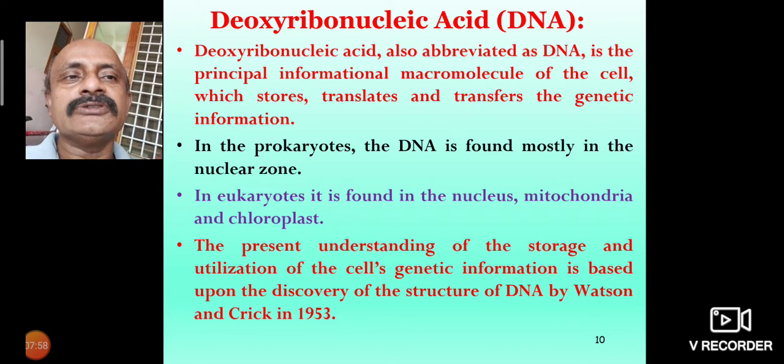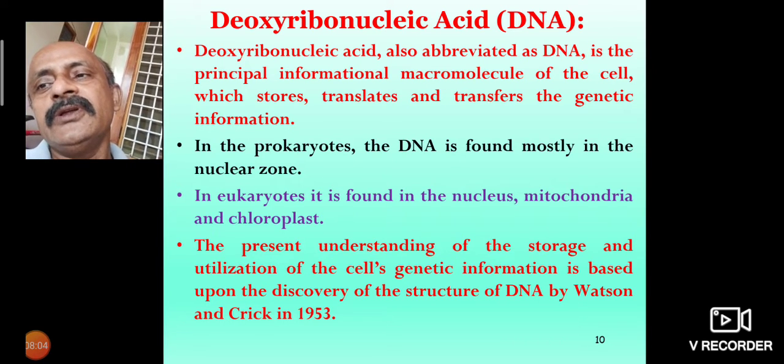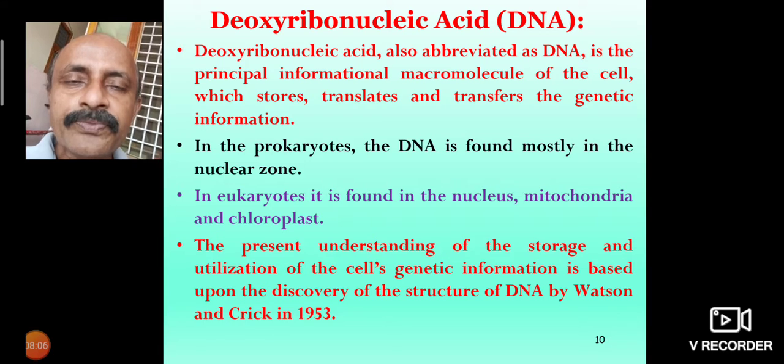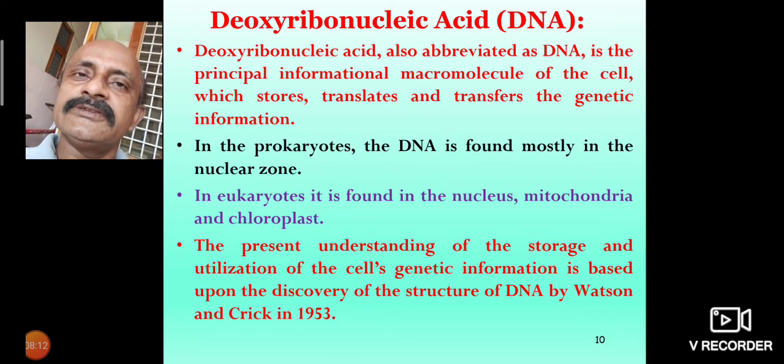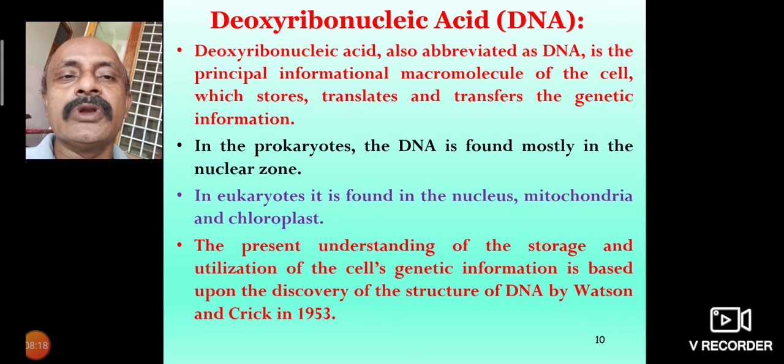In prokaryotes, the DNA is found mostly in the nuclear zone. Prokaryotes means the bacteria and archaebacteria. Bacteria, archaebacteria and cyanobacteria are called prokaryotes. Prokaryotes have DNA found mostly in the nuclear zone.